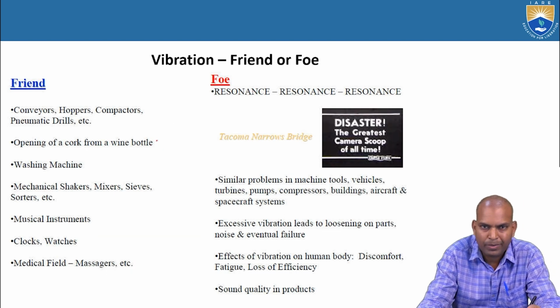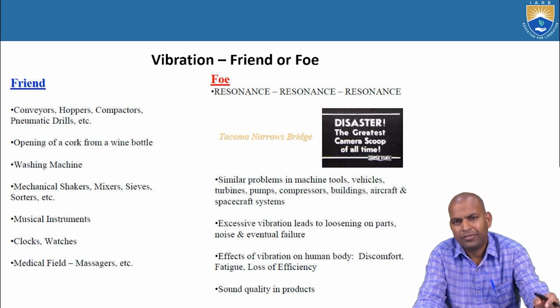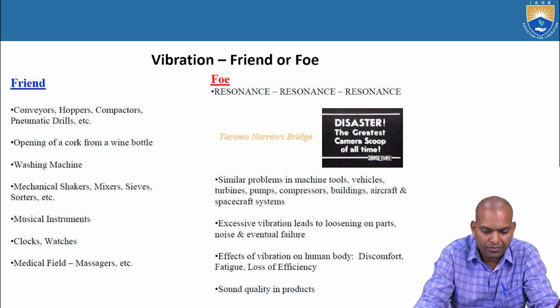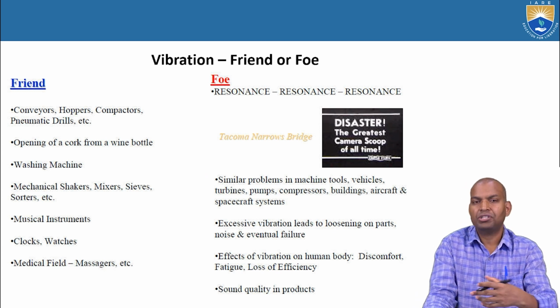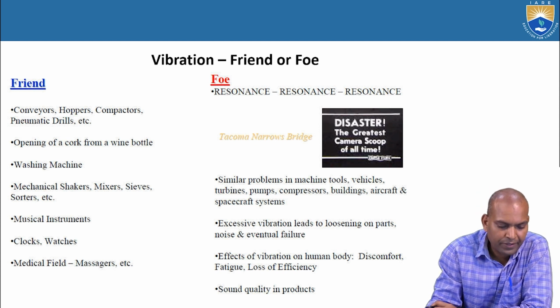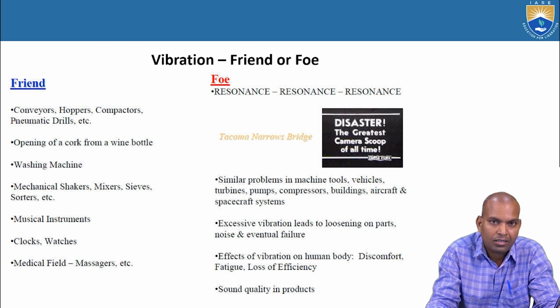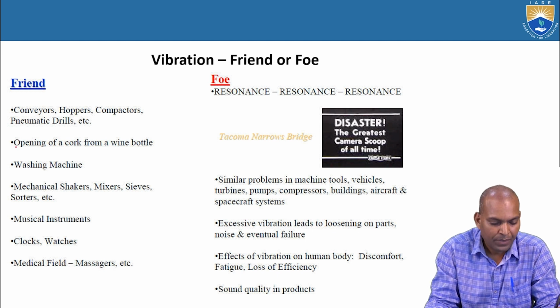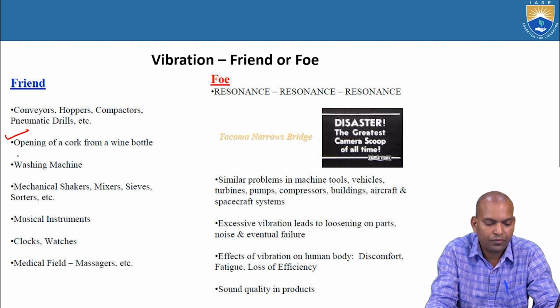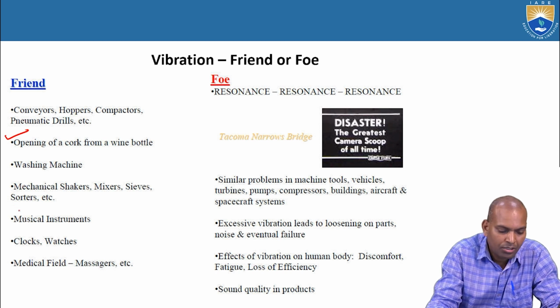By understanding all these things, we will see which are useful and which are harmful vibrations. Are these vibrations friend or foe? Some of the vibrations are friends, and based on the conditions fulfilled, we can consider vibrations both friend and foe. The friendly vibrations are in conveyors, hoppers, compactors, pneumatic drills, etc. Some vibrations are also useful for opening a cork from a wine bottle, and for washing machines, shakers, mixers, sieves, sorters, etc.